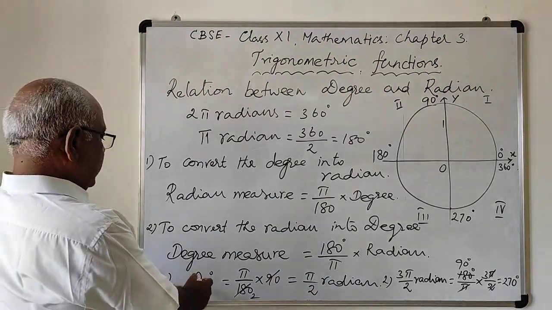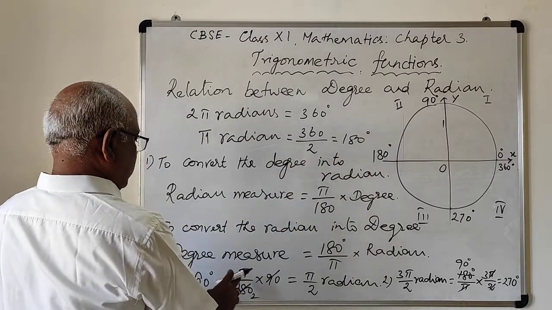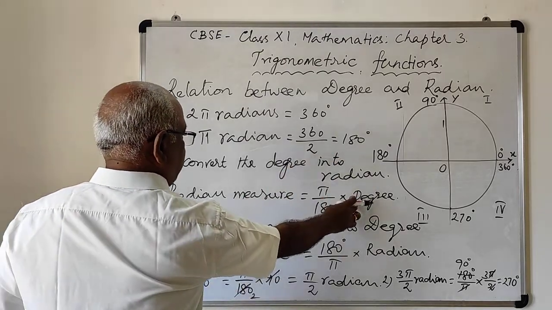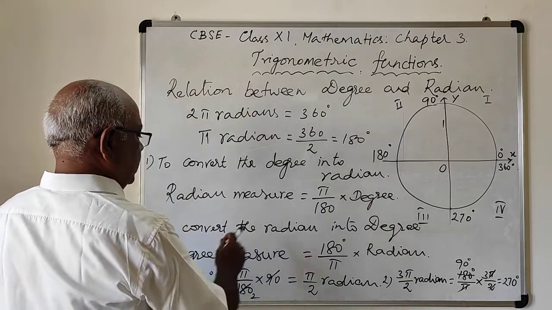Example, 90 degrees. I have to convert this 90 degree into radian. Therefore, for that I multiply pi by 180 into 90 degree. 90 divided by 180 is 1 by 2. So pi by 2 radian. 90 degrees is equal to pi by 2 radian.